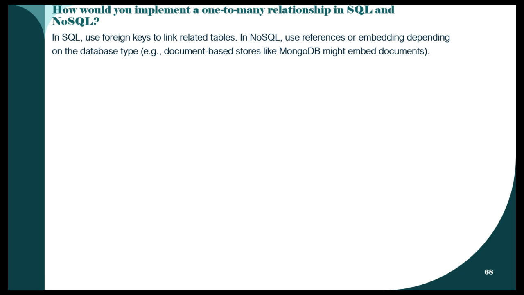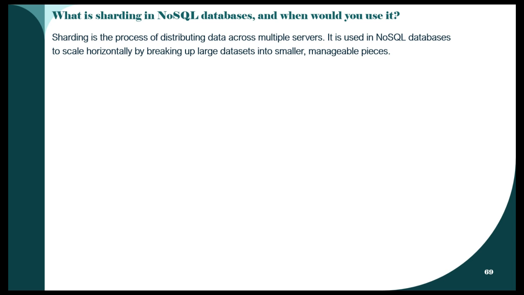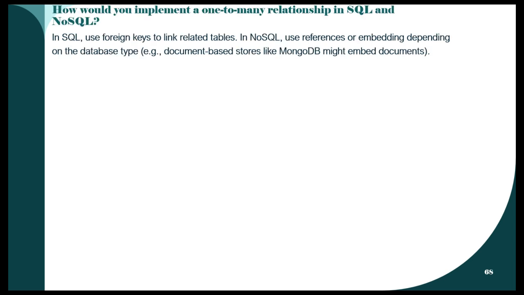Now, how do you implement a one-to-many relationship in SQL and NoSQL? In SQL, it's quite simple. We have the foreign key relationship, which we can define. But when it comes to NoSQL, we can make use of referencing or embedded dependencies depending on the data type. It is document based, so in MongoDB it will be stored as an embedded document. That's how we can define the relationship. As I mentioned, in SQL it was quite easy, where we can mention the foreign key relationship.